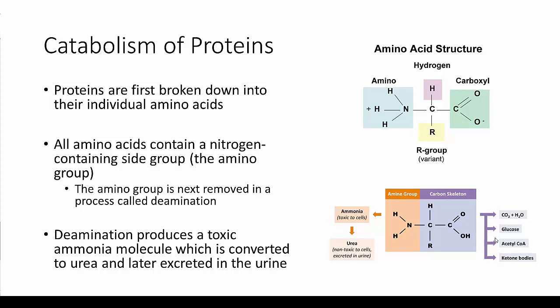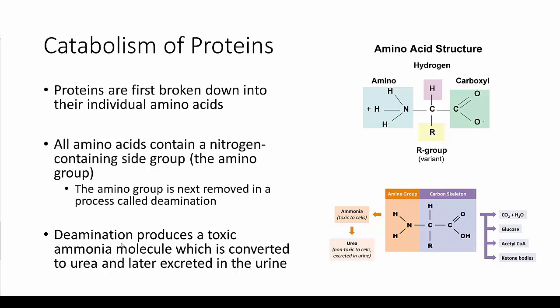So essentially, you've got a lot of different amino acids, and one of the first things that's going to happen is you're going to remove the amino group from all of them. What that's going to do is lead to the production of a byproduct called ammonia. Ammonia is toxic, so it needs to be neutralized, and the body's going to do that by converting it to a compound called urea, which is then later excreted in the urine. Okay, and this process is called deamination. So that's one of the first steps in the breakdown of protein.